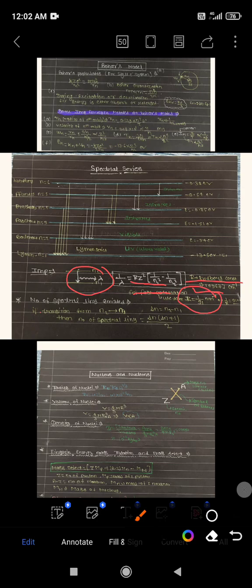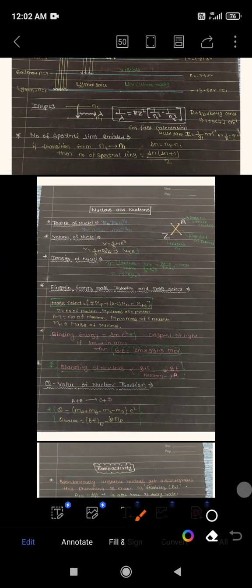So total number of lines emitted when transition from n2 to n1 is equal to, what will be this, total number of spectral line formula: delta n into delta n plus 1 by 2, where delta n is equal to n2 minus n1.